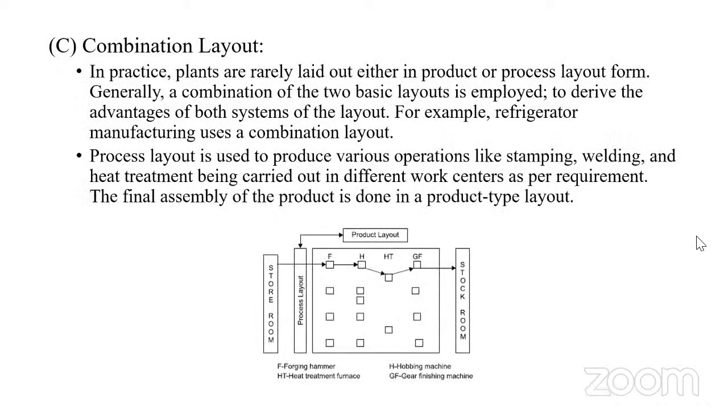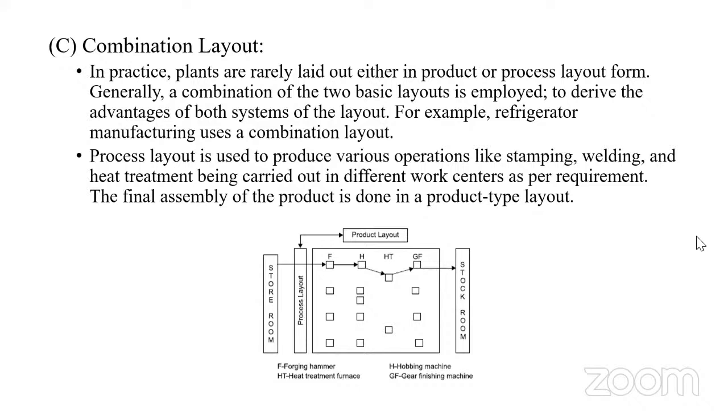Third category, combination layout. In practice, plants are rarely laid out either in product or process layout form. Generally, a combination of the two basic layouts is employed to derive the advantages of both systems of layout. For example, refrigerator manufacturing uses a combination layout. Process layout is used to produce various parts, with operations like stamping, welding, heat treatment being carried out in different work centers as required. The final assembly of the product is done in a product type layout.